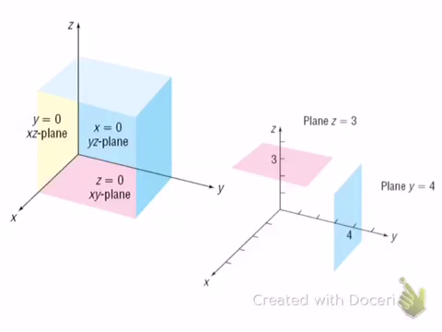Same thing happening here, and then you could have the plane z equals 3. That's just all the points where z equals 3, and z can't equal anything else, so that's why it becomes a plane. Alright, next we'll go over some different things that you've done in 2 dimensions, but now you'll do in 3 dimensions. Alright, thank you.